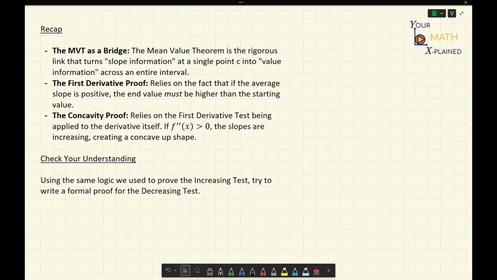And now it is your turn to give this a try. Can you use the same logic that we used to prove the increasing test to try and write a formal proof for the decreasing test? And if you want, you can also follow the same logic to construct the proof for the concave down test.